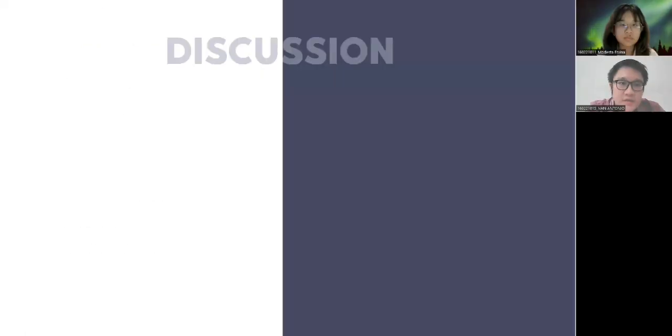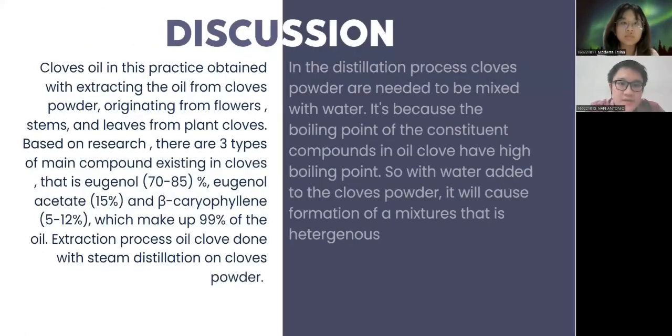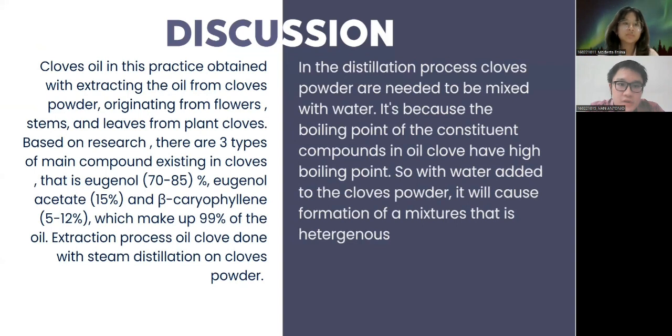In this experiment, clove oil is obtained by extracting the oil from clove powder originating from flowers, stems, and leaves of the clove plant. Based on research, there are three main compounds in cloves: eugenol 70 to 85%, eugenol acetate 15%, and beta-caryophyllene 5 to 12%.